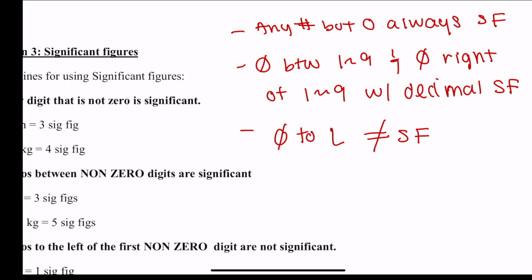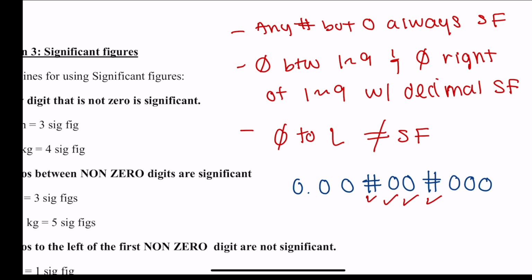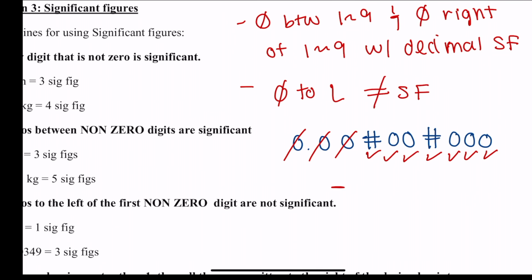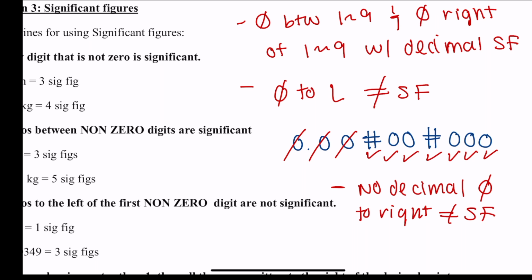So what I mean by that, so if I say 0.00, number, 00, number, 000, basically these numbers are significant, so I'm going to put a check mark. This is significant because it's any number but 0, and these numbers are significant because they're to the right and there's a decimal. But these numbers are not significant because they're to the left. Another key rule to this: if there's no decimal and there are zeros to the right, they're not significant. So that's why up here I wrote decimal.